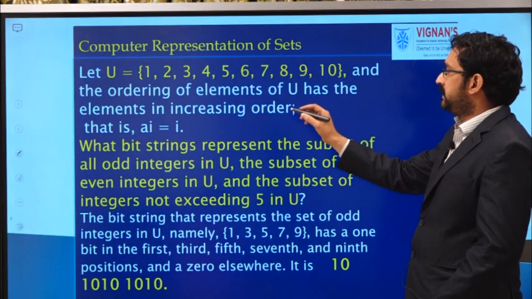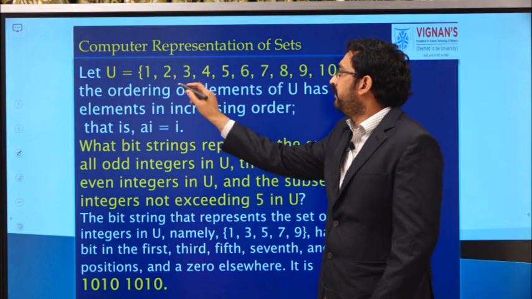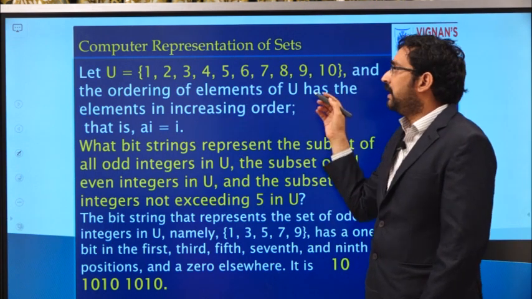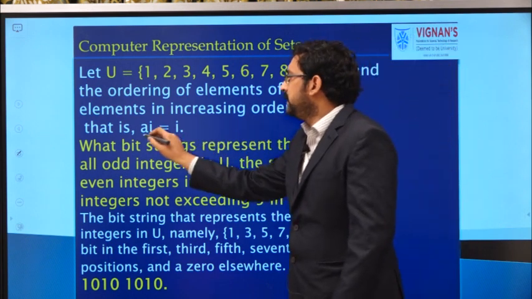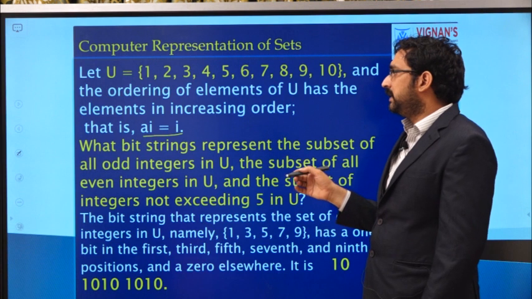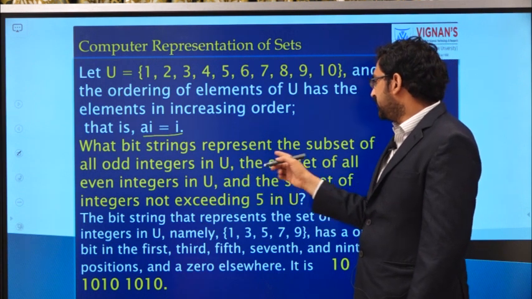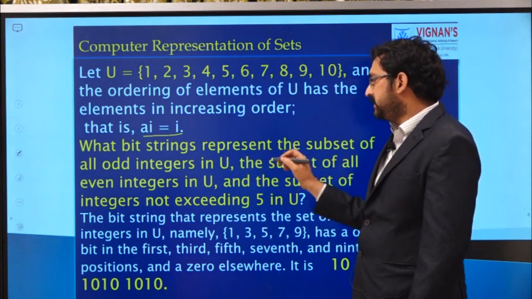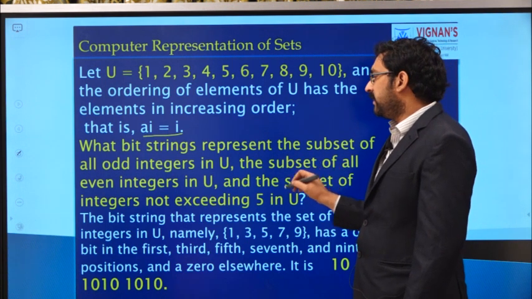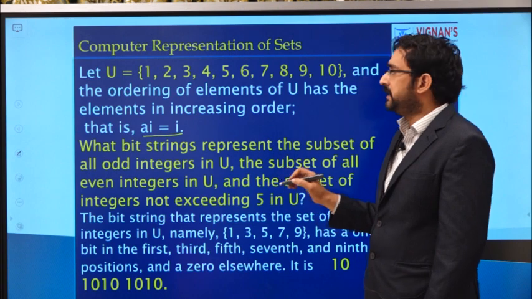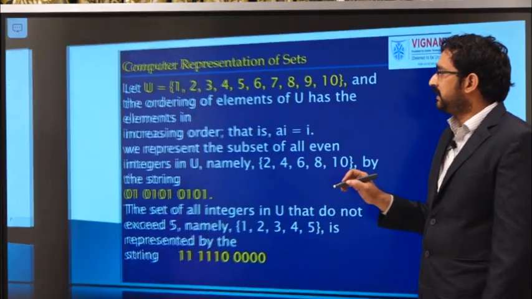Here one example is given: U equals the set of all 1, 2, 3, 4 and so on up to 10. So all the elements are specified in increasing order. It is represented by Ai equal to i. Here the problem is, what bit strings represent the subset of all odd integers, the subset of all even integers and the subset of all integers not exceeding 5. That is the problem given.